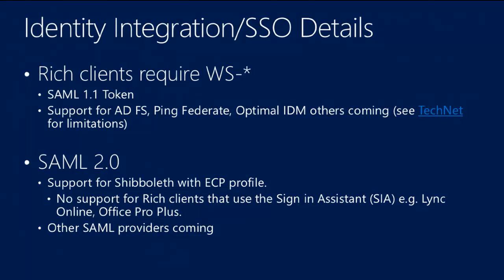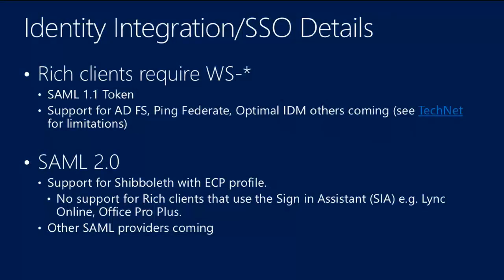So we had started with ADFS. As I said, we've added Ping, Federate, Optimal IDM. Others are coming. There's a TechNet link in there. I didn't include it. It's quite long, which documents the different types of restrictions that come from each of those. So I suggest you have a look at that. What we're trying to do here is add more providers to allow people who have invested in STSs on premises to be able to use those with the cloud services.